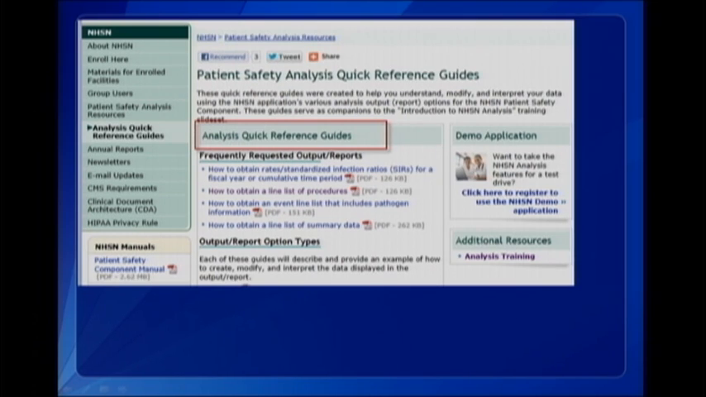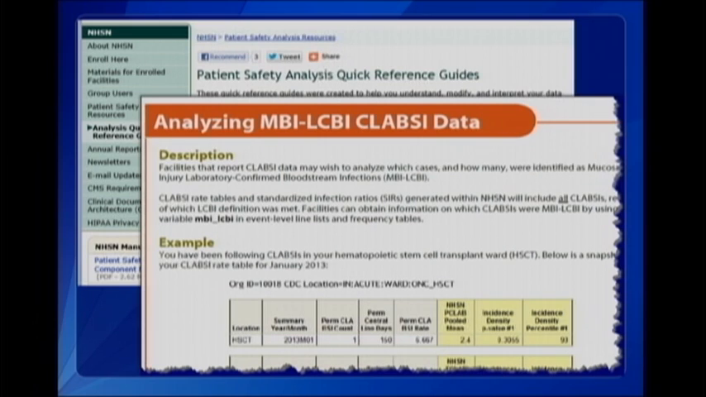So if you're looking at how do I get a single SIR for my entire fiscal year, we have a guide that will tell you how to do that. My colleague and I are constantly updating this website, trying to add more quick reference guides based on the questions that we receive from you all. We certainly appreciate your help in letting us know how we can help you. This is just an example of one of the quick reference guides. We have one specifically targeted at how to analyze MBI, LCBI, CLABSI data in NHSN, if you're looking to see what CLABSIs were considered MBIs.